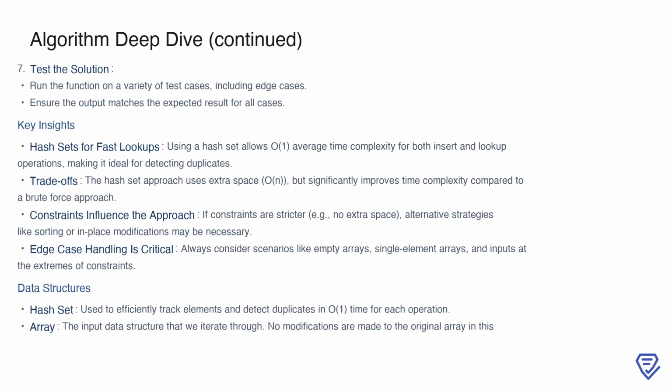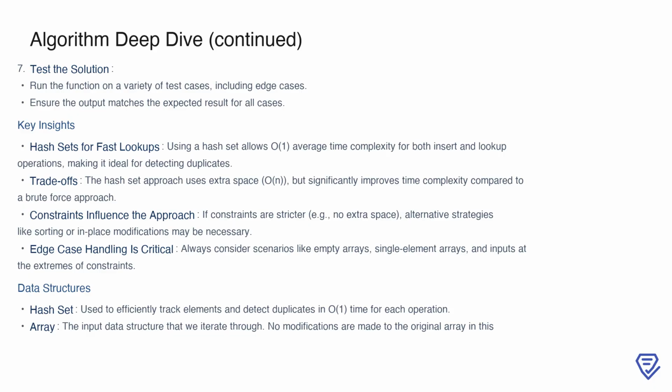One of the key insights here is the efficiency of hash sets for fast lookups. They allow O(1) time complexity for both insertions and lookups on average, making them ideal for problems like detecting duplicates. However, this efficiency comes with a trade-off. The hash set uses additional space, specifically O(n). This trade-off is often acceptable for the significant improvement in time complexity.